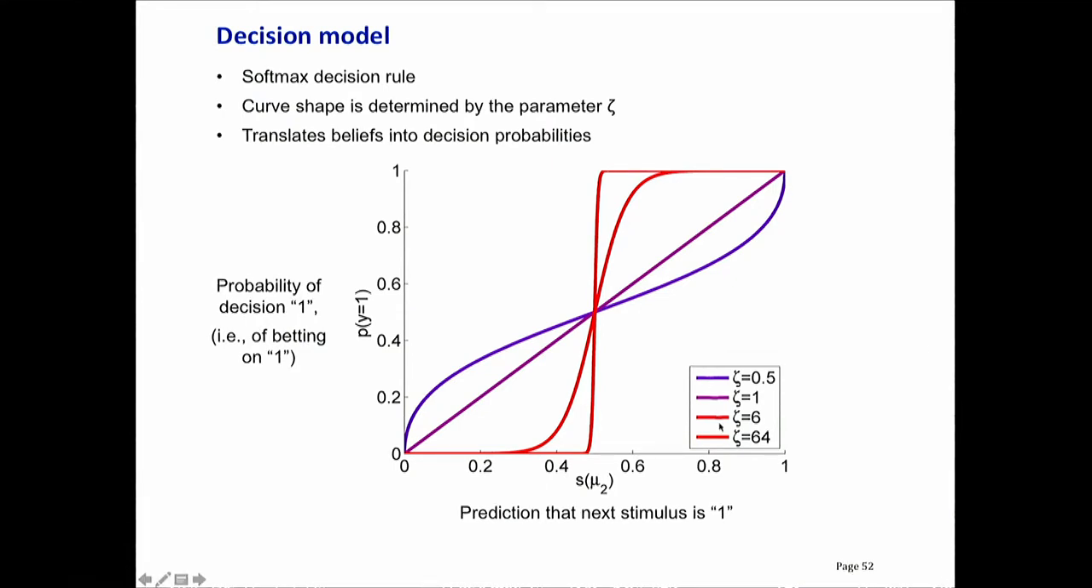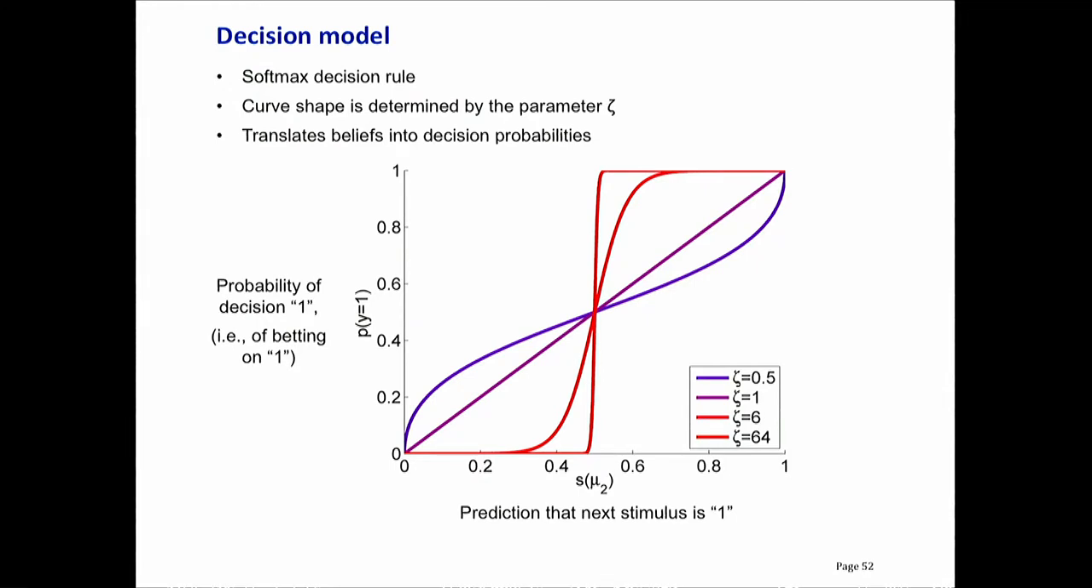And this decision model has a noise parameter zeta here. And this zeta can be very high, indicating basically a step function. So your sigmoid converges to a step function as zeta goes to infinity. And this means this is an agent who always wants to be right. So if this agent's estimate of the probability of getting an outcome of 1 is greater than 0.5, it always bets on an outcome of 1. And as soon as the estimate falls below 0.5, it always predicts 0.